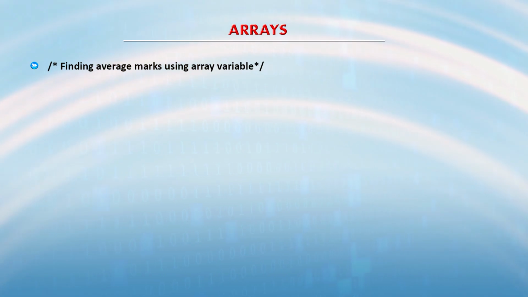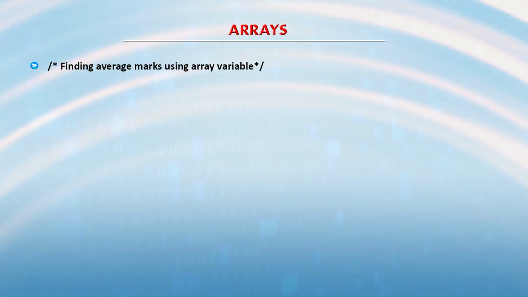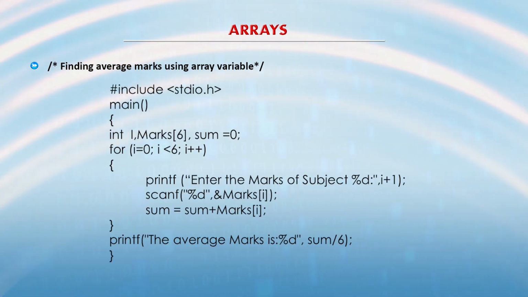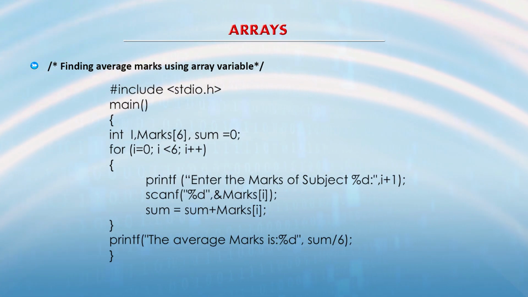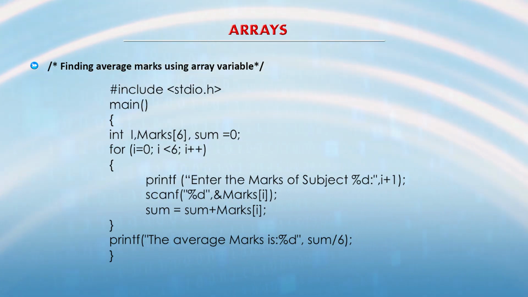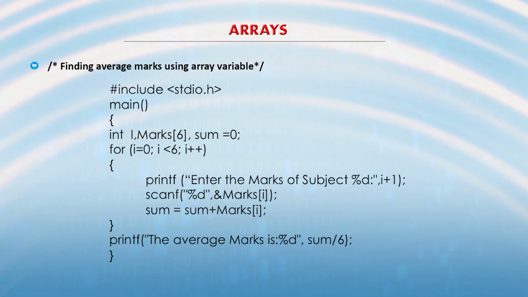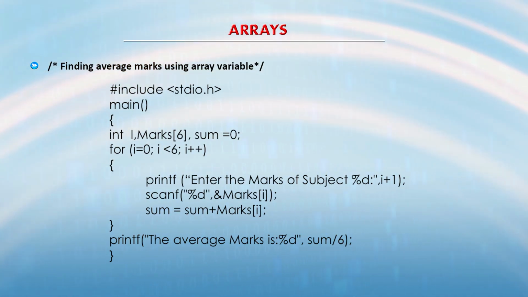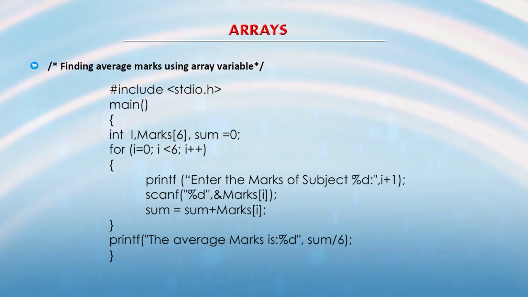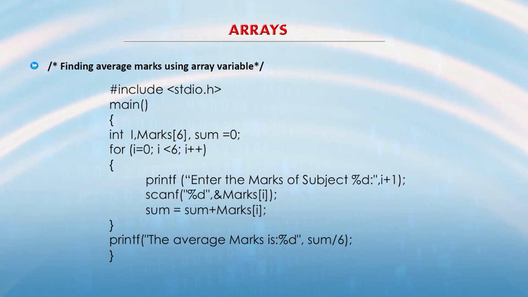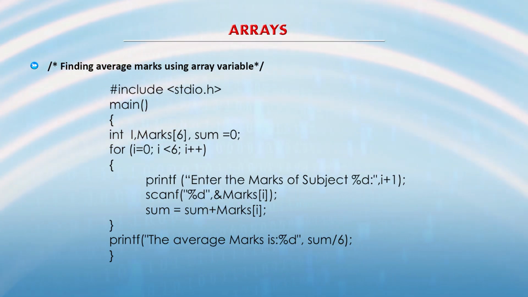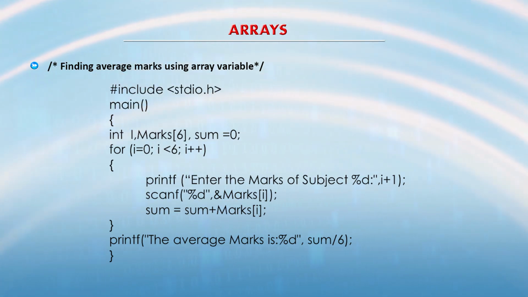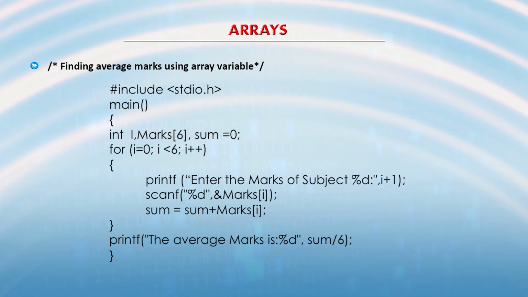Now let us understand how to write a program with the help of arrays. Let us write a program to find average marks using array variables. Firstly we include #include <stdio.h>, the standard library. Now in the main body we write the program. We declare an array, int marks[6], and we define a variable initialized to 0, that is sum = 0. Now we have for (int i = 0; i < 6; i++), because we want to enter the marks of 6 subjects.